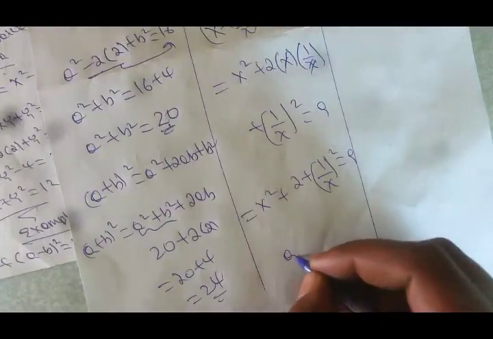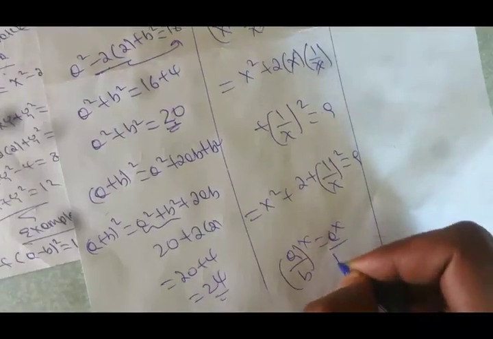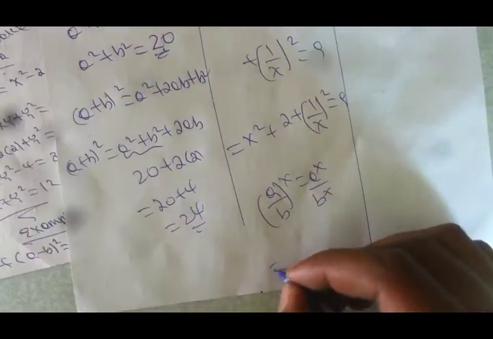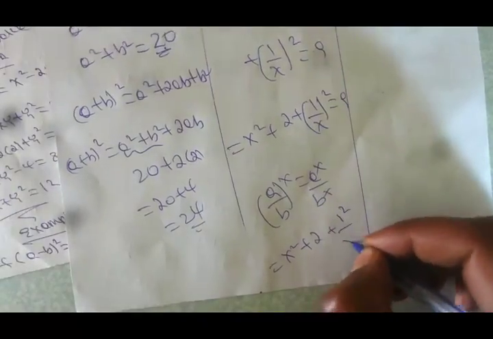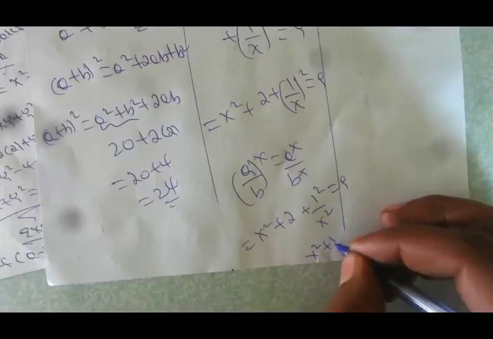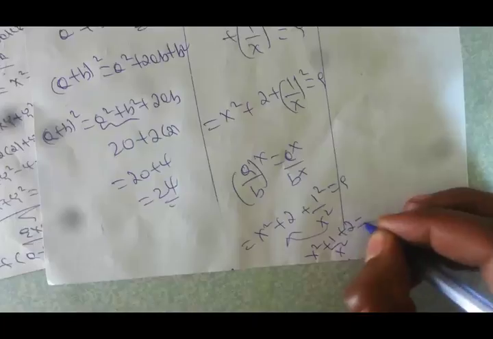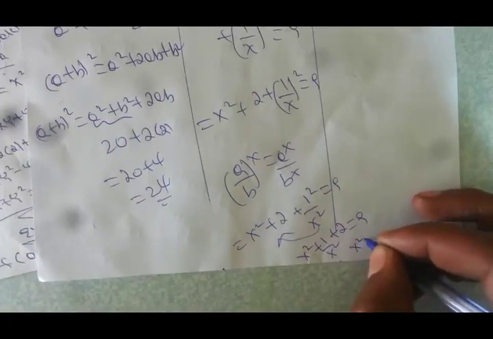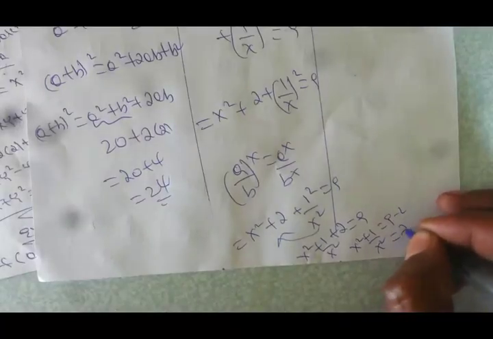And we know that (a/b)^x can be written as a^x over b^x. Therefore, this is equal to x^2 + 2 + 1/x^2 = 9. Therefore, x^2 + 1/x^2, when we bring the plus 2 to the other side, is equal to 9 minus 2, which is 7.